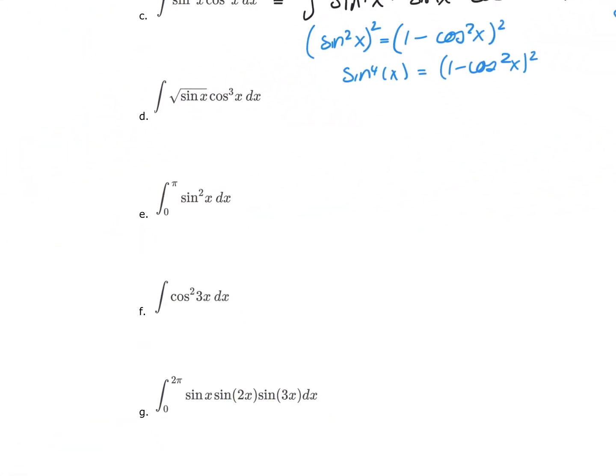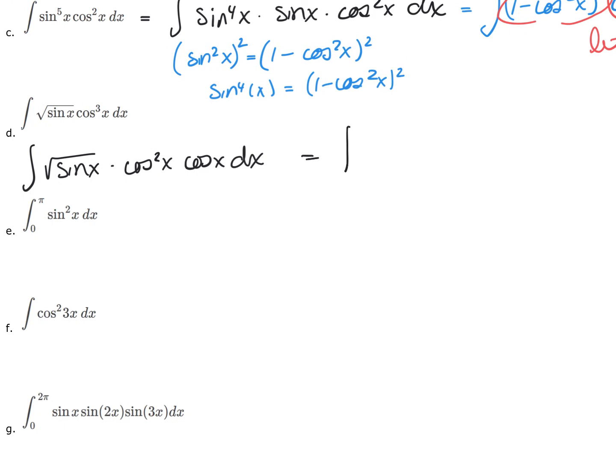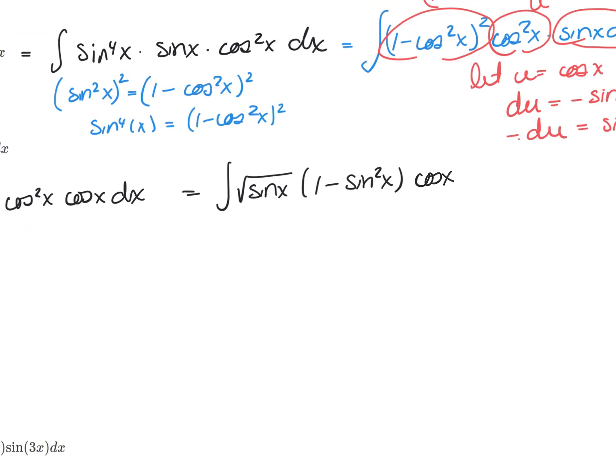On D, we're going to do something similar. We're going to rewrite this as the integration of the square root of the sine of x, and then this is going to be multiplied by the cosine squared of x dx. Again, I'm going to replace cosine squared with a 1 minus sine squared. So I have the square root of the sine of x, 1 minus the sine squared of x, cosine of x dx.